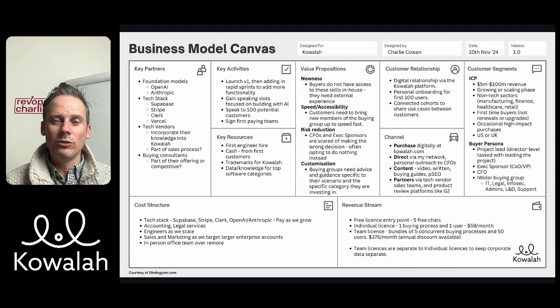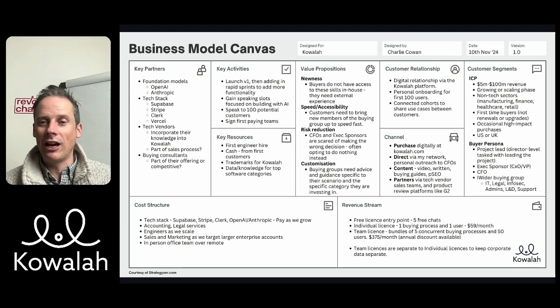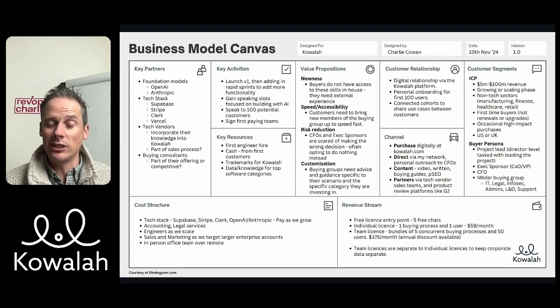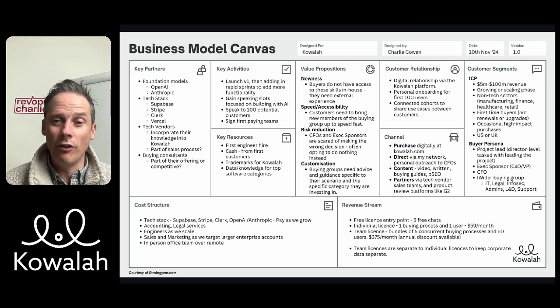In my example with Kowalah, everyone's purchasing digitally at kowalah.com. It's an online platform. I'll be reaching out to potential customers via my network through personal outreach to CFOs, talking to them about the challenge of risk in buying decisions.